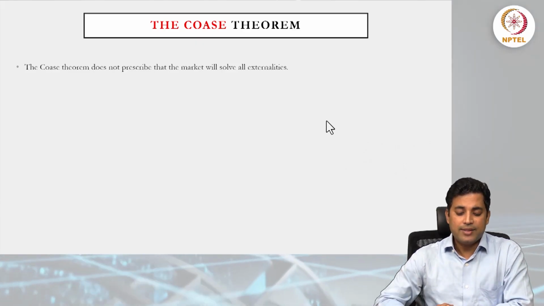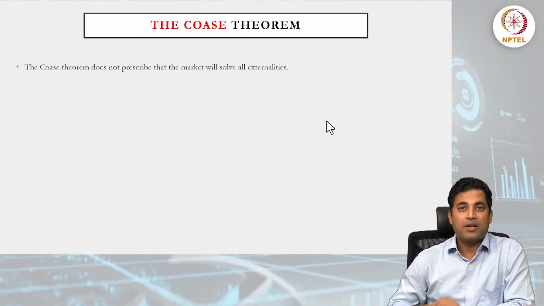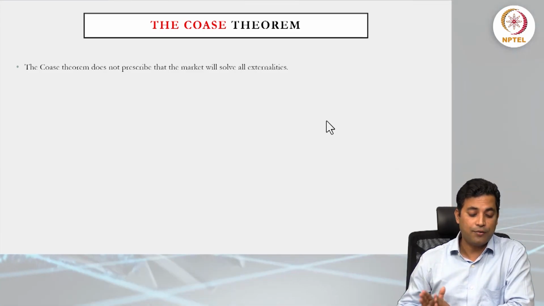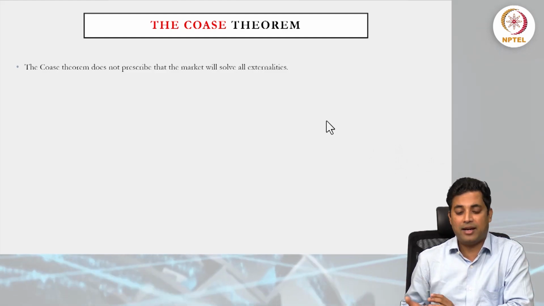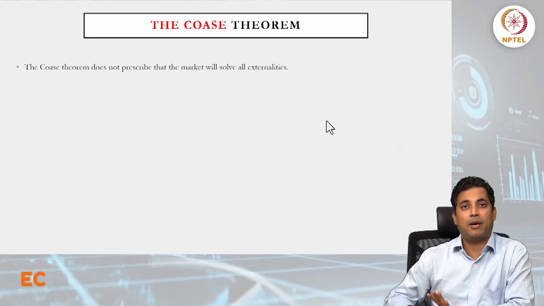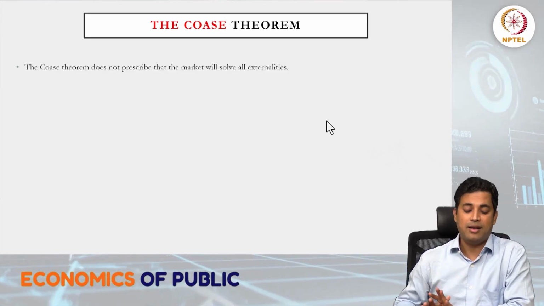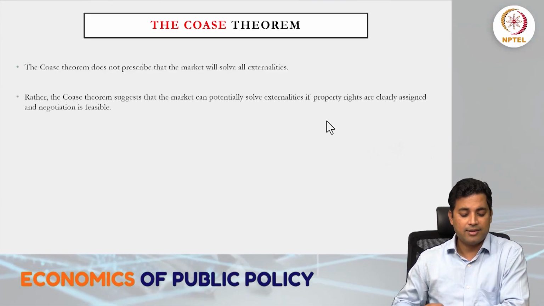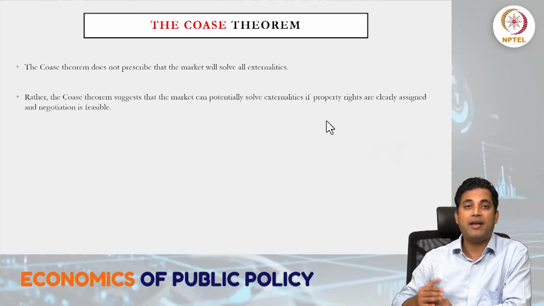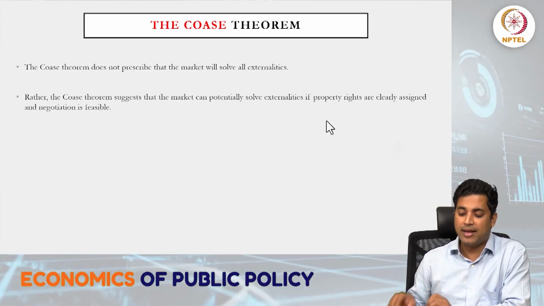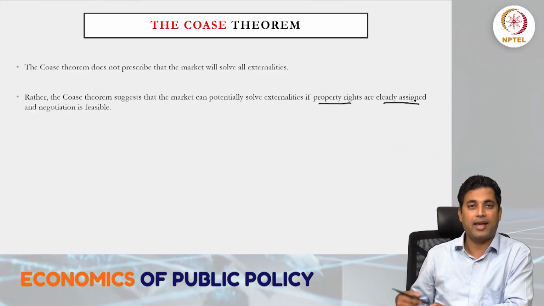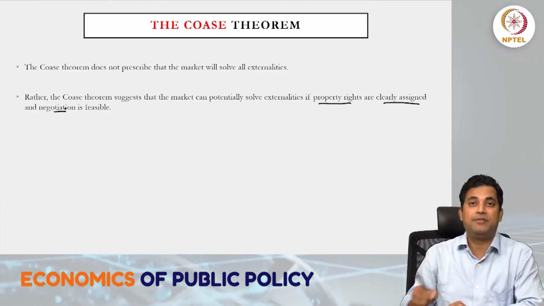So, it is now clear, I hope, to all of you, that the Coase theorem does not prescribe that the market will resolve all externalities. He is not leaving everything on the market. Rather, the Coase theorem suggests that the market can potentially solve externalities if property rights, again emphasized, are clearly assigned and negotiation is feasible.